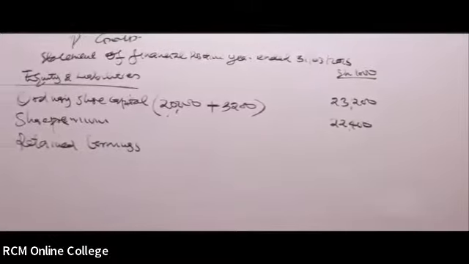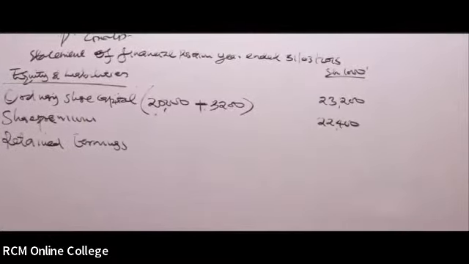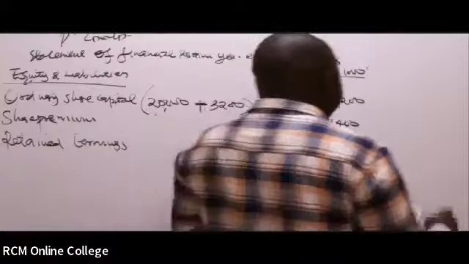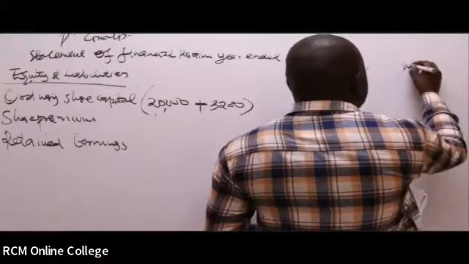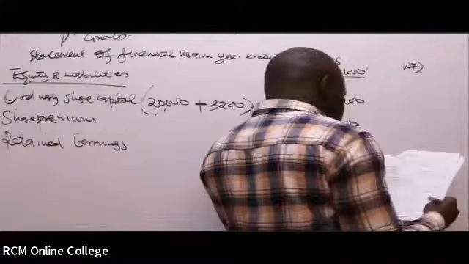You can put another working. I don't know if it will be working 7 or something. So the retained earnings.